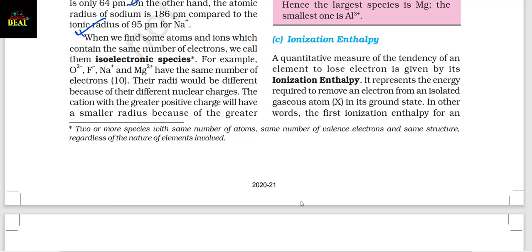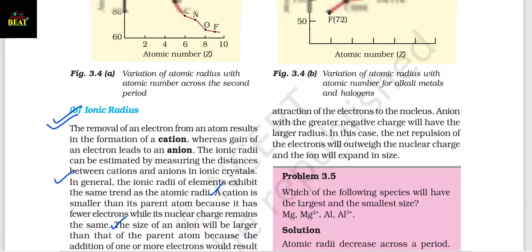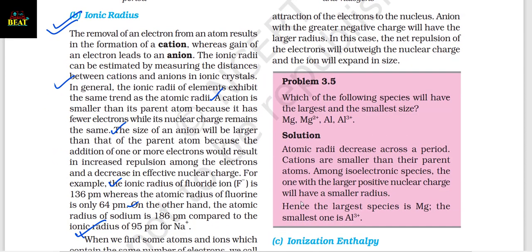When we find some atoms and ions which contain the same number of electrons, we call them isoelectronic species. For example, O2-, F-, Na+ and Mg2+ have the same number of electrons, that is 10. Their radii would be different because of their different nuclear charges. The cation with the greater positive charge will have a smaller radius because of the greater attraction of the electrons to the nucleus. An ion with the greater negative charge will have the larger radius. In this case, the net repulsion of the electrons will outweigh the nuclear charge and the ion will expand in size.